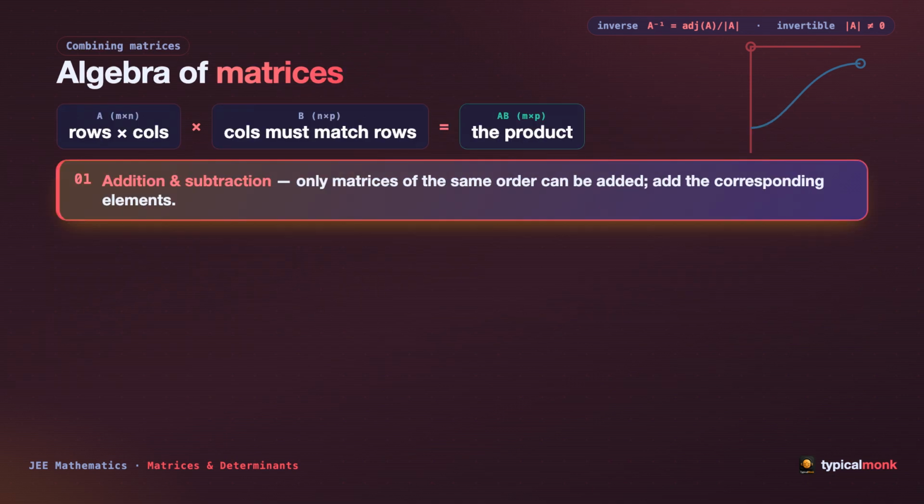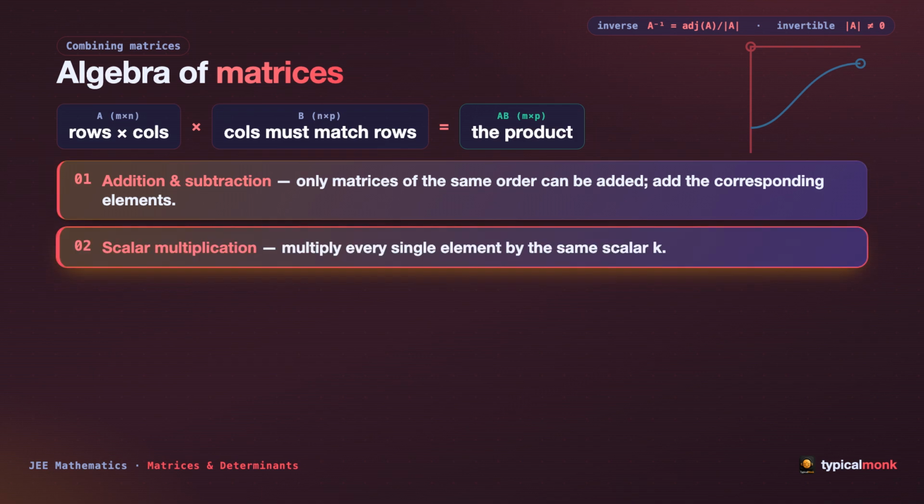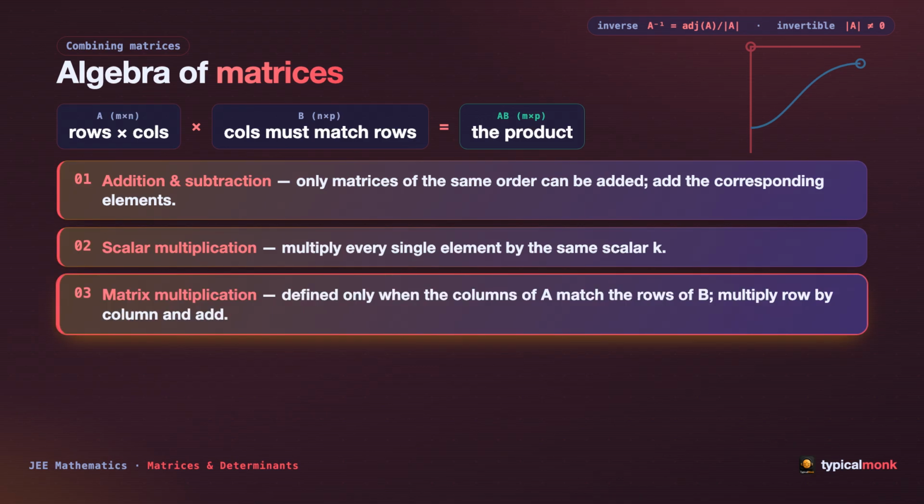Now we learn how matrices combine with one another. First, addition and subtraction. 2 matrices can only be added when they share the exact same order, row for row and column for column. You simply add the matching elements. Second, scalar multiplication. Take any single number k and multiply every element of the matrix by that same k, nothing more complicated than that.